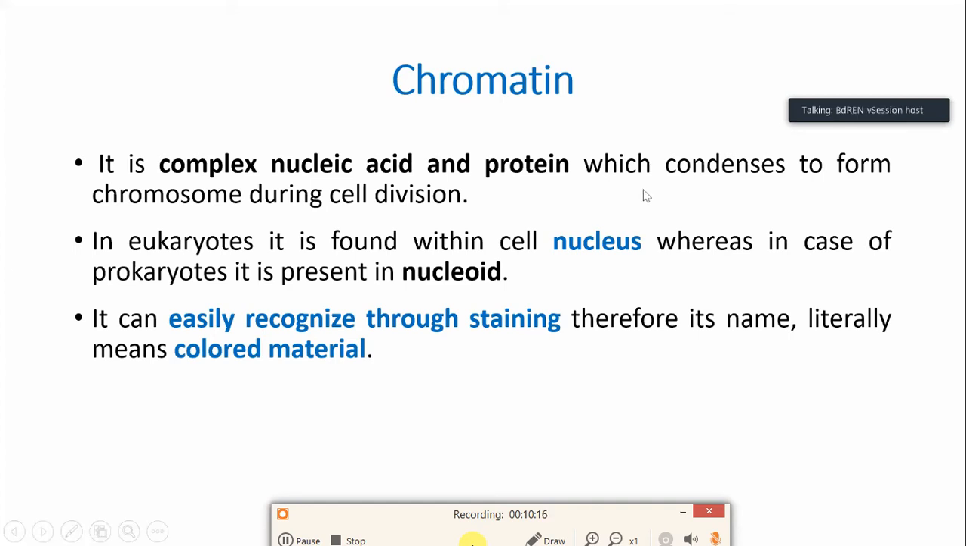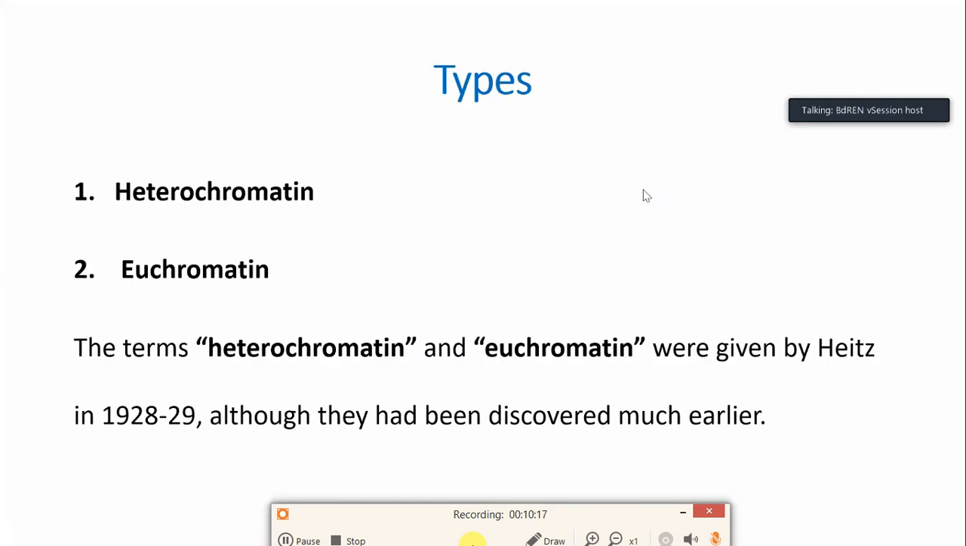Okay. So it has two types, heterochromatin and euchromatin. These two names were given by a scientist named Heitz in 1928 to 29. Although this had been described earlier, Heitz gave the names euchromatin and heterochromatin in 1928.